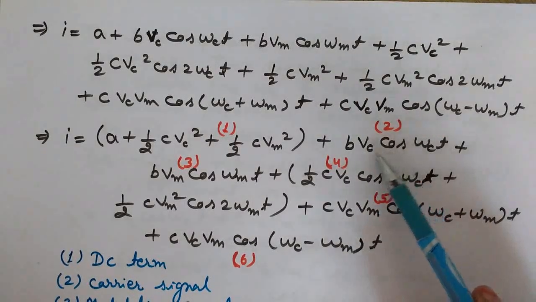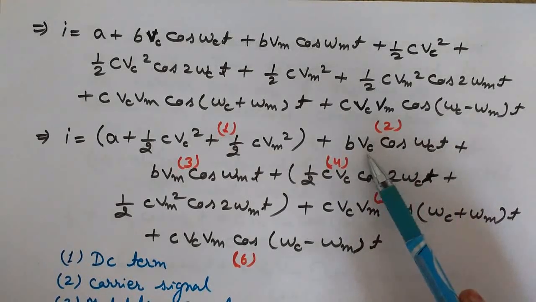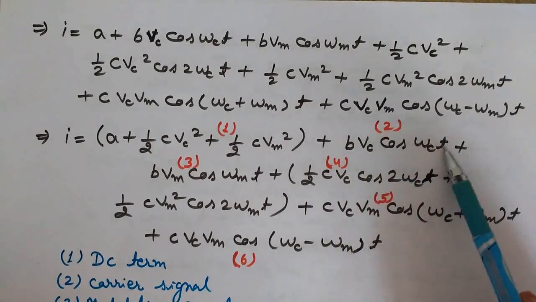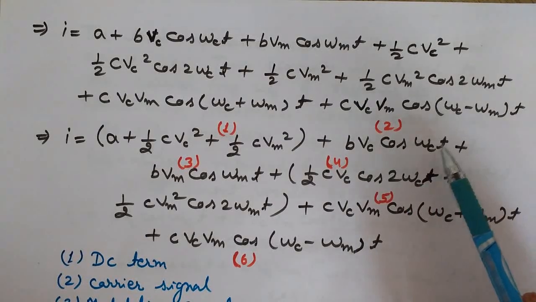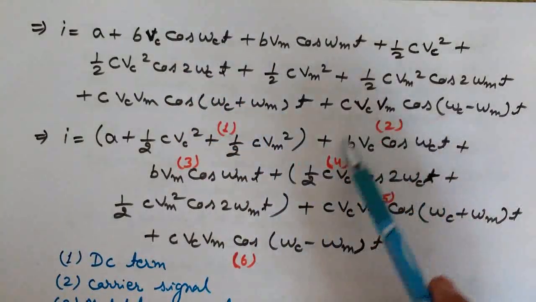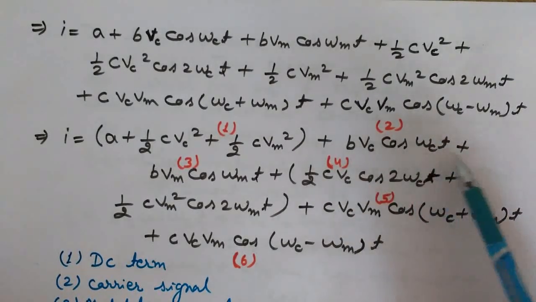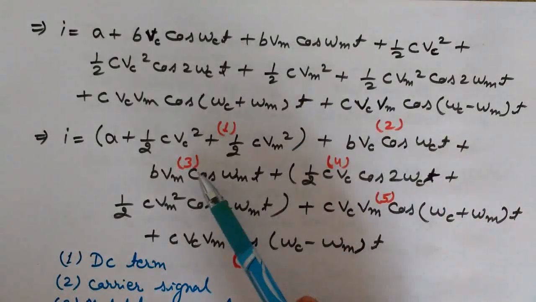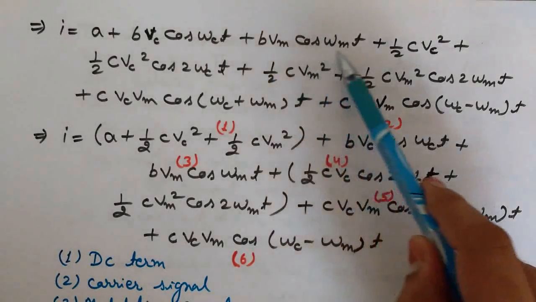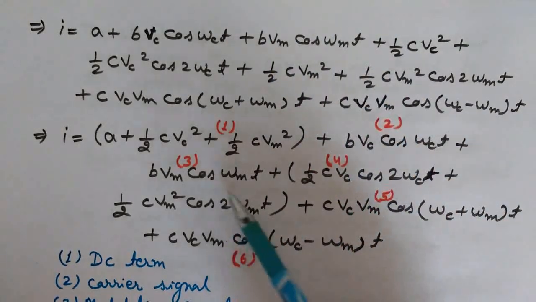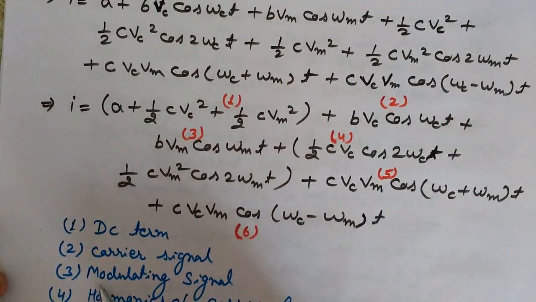Here we are using the carrier wave, bvc cos omega ct. We know that this is the amplitude, and cos omega ct is the carrier part. So we are taking this bvc cos omega ct; it is the carrier part. We have separated this and have not combined it with any other expression. The third expression is the modulating signal, bvm cos omega mt. So this is the third part, and as you can see here, the third part is the modulating signal.